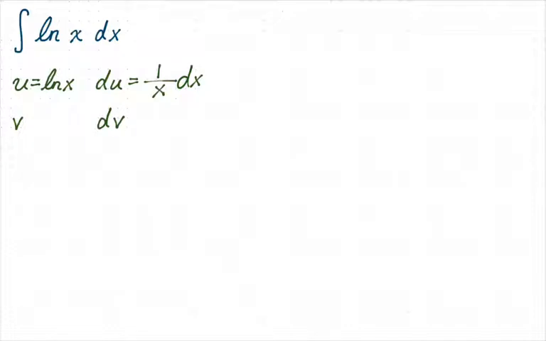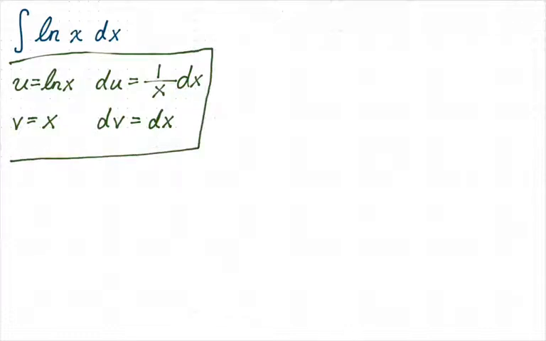Okay. Now, what does that make my dv? Well, the only thing that's left, if the natural log of x is spoken for, is dx, or essentially just 1, right? But that means v is the antiderivative of 1, so that's x. And once you get here, you just use the formula for integration by parts.